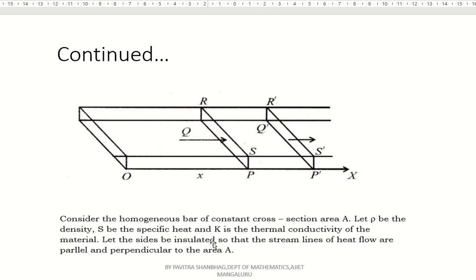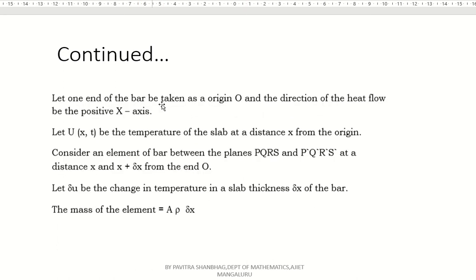Let the sides be insulated so that the streamlines of the heat flow are parallel and perpendicular to the area. That means heat flows parallelly and perpendicular to the area. Now let one end of the bar be taken as origin. Already I have explained that origin O, and the direction of heat flow be the positive x-axis. That means heat flows left to right. Let u(x,t) be the temperature of the slab at a distance x from the origin. Even this I have shown. From origin to the first slab we take the distance as x.